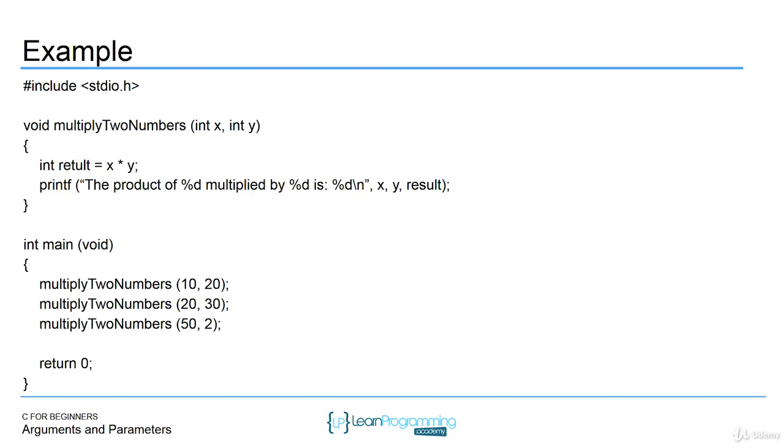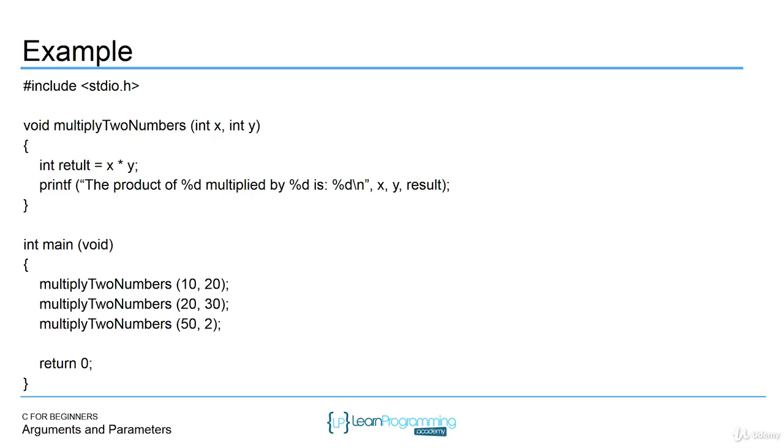When we invoke the function in the main routine, we say multiply two numbers and we pass in the arguments. We pass in the values 10 and 20. We could pass in variable names here as well, but in this example, we're just saying 10 and 20. This calls the function and passes in 10 for the first parameter, 20 for the second. So x is equal to 10, y is equal to 20. When we do our multiplication, x times y, it's 10 times 20. The result stores 200, and then it displays that result along with the variables passed to it, x, y, and the result. So it's going to display 10, 20, and then 200.